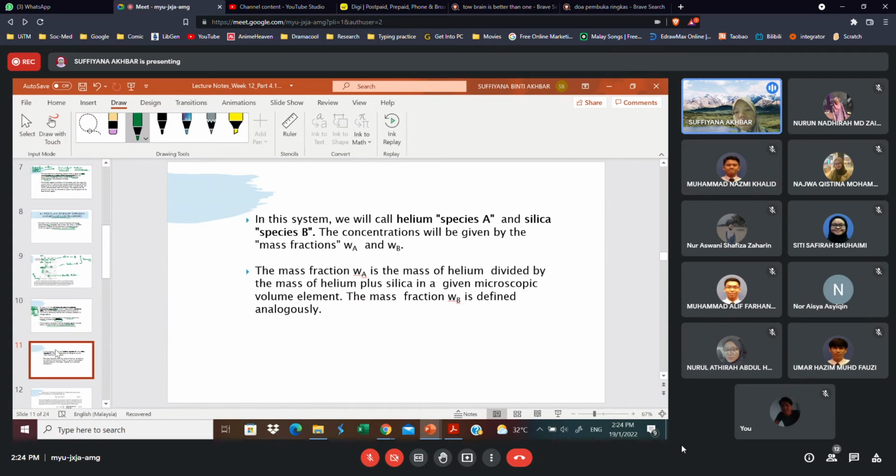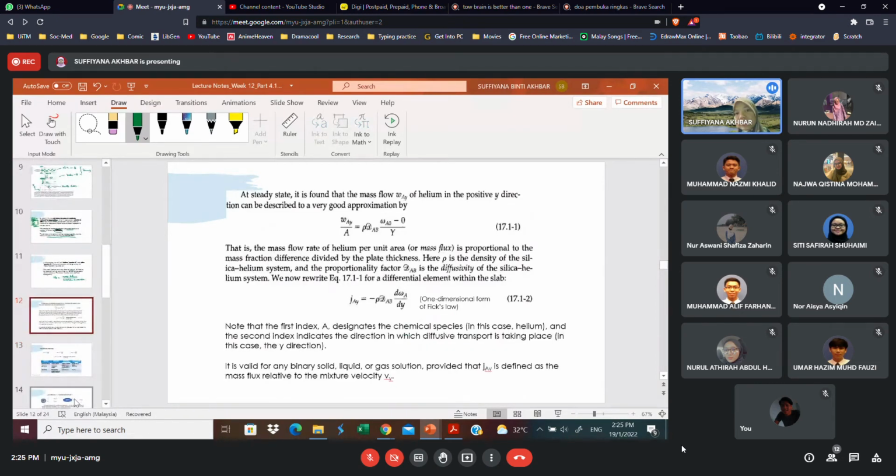Okay, so the mass fraction omega A is the mass of helium divided by the mass of helium plus silica. So we know omega A is equal to the mass of helium, divided by the mass of helium plus the mass of silica, or the total mass. Okay, so at steady state.